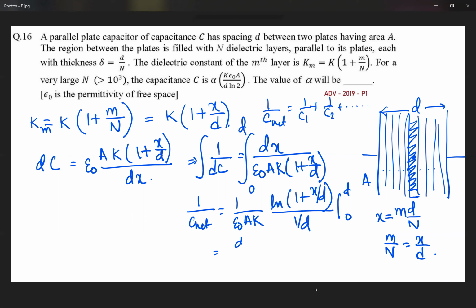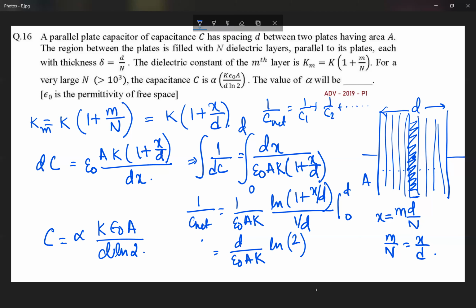So this is equal to how much? d divided by ε0 A K multiplied by, if you put d over here, you get log 2. If you put 0 over here, you just get log 1, which is 0. So it is d divided by ε0 A K into log 2. The question says that the capacitance is required to be α K ε0 A divided by d log 2. The value that we found is that C net is equal to ε0 A K divided by d log 2. So by comparing all these terms, we see that everything cancels out and the value of alpha should be equal to 1. So the value of alpha is 1.